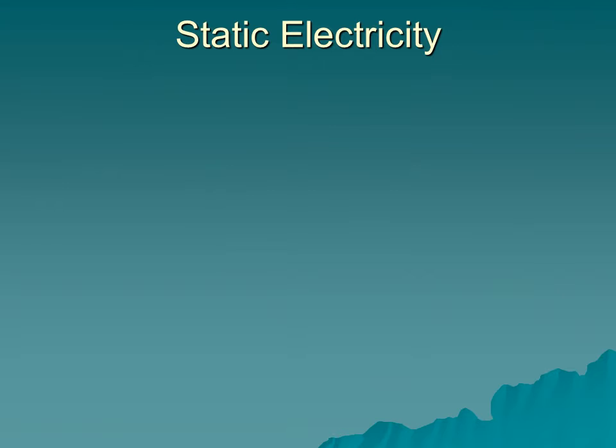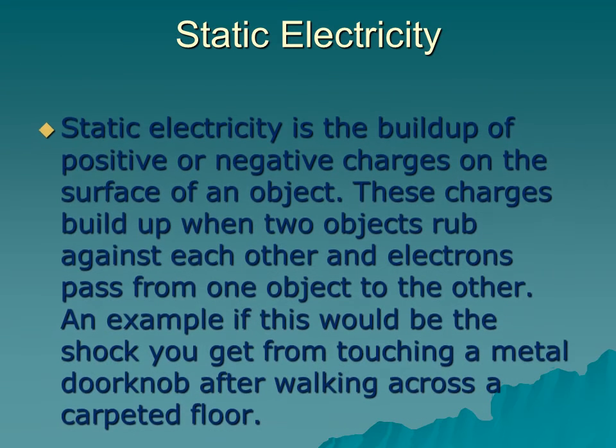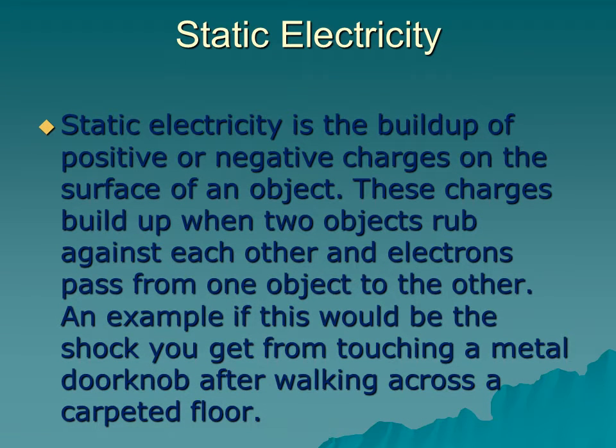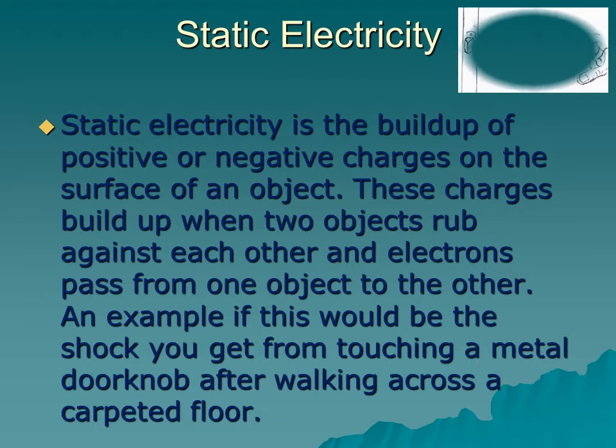Static electricity. Static electricity is the build-up of positive or negative charges on the surface of an object. These charges build up when two objects rub against each other and electrons pass from one object to the other. An example of this would be the shock you get from touching a metal doorknob after walking across a carpet floor.